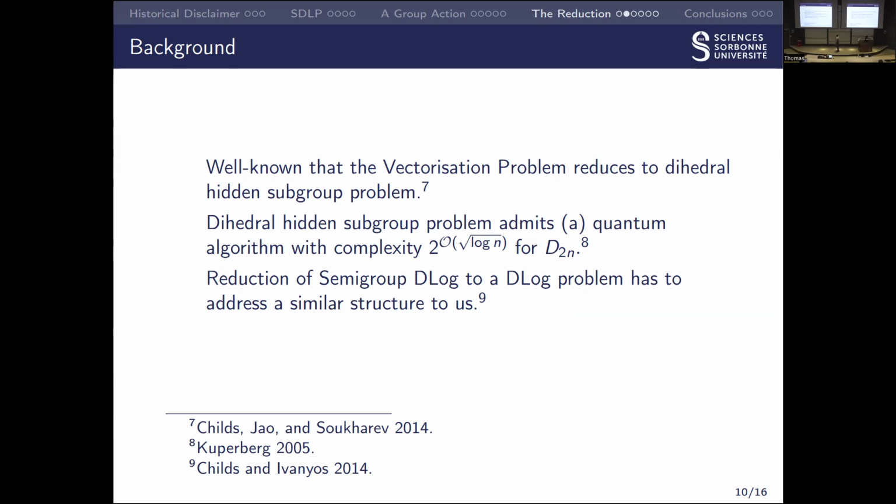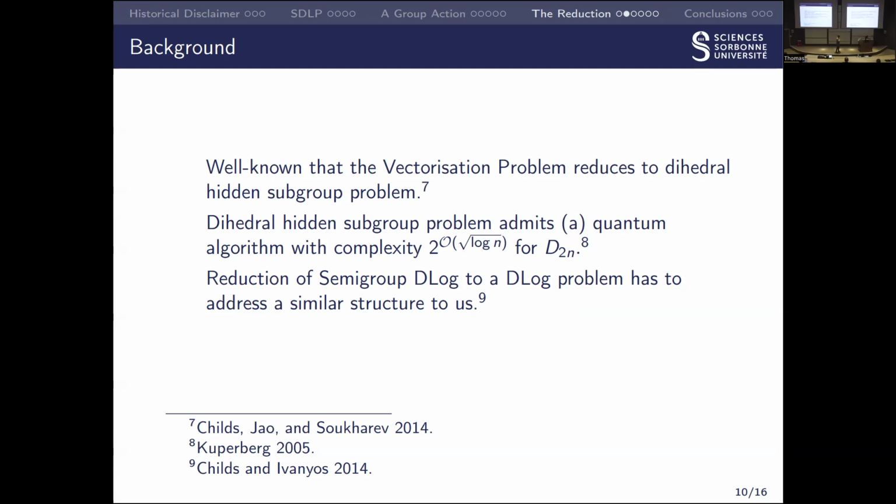So basically, because of previous work in the literature, if I can show that I can use a vectorization problem oracle to solve SDLP, I'm done. Right? I have my claim of a sub-exponential complexity attack. And in order to argue that I do indeed have this reduction, I'm going to use some techniques developed by Childs and Ivanyos, who, when they were interested in the classical semigroup DLP, encountered structures that had quite a similar shape. So I can use some of their arguments or techniques.